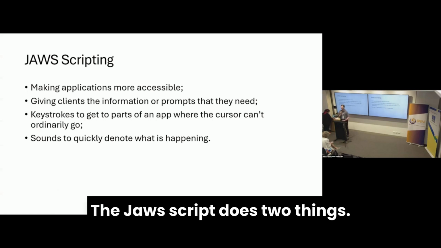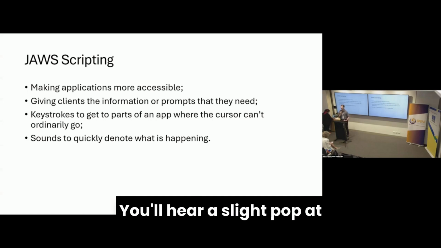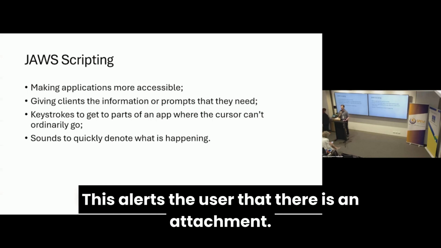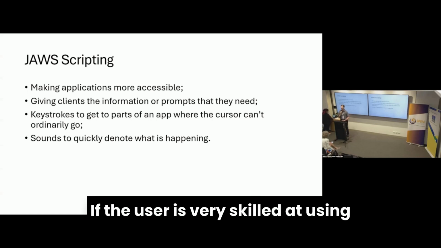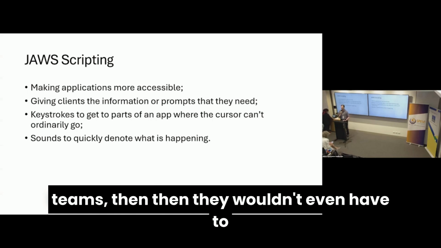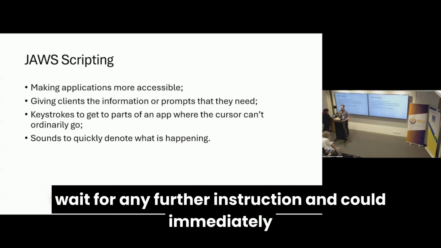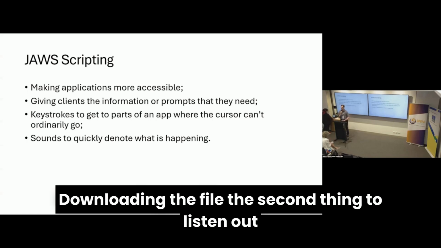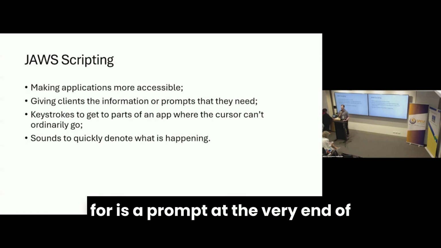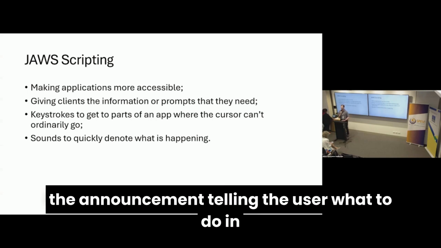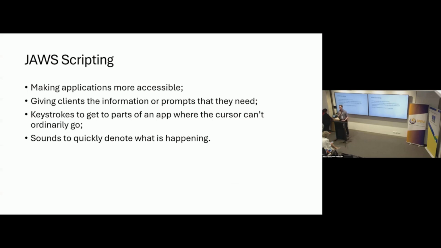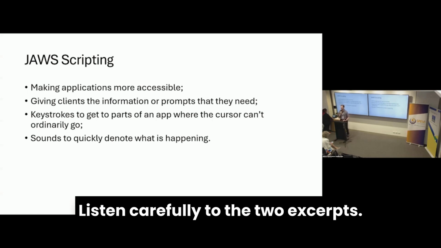The JAWS script does two things. You'll hear a slight pop at the beginning of the second announcement. This alerts the user that there is an attachment. If the user is very skilled at using Teams, then they wouldn't even have to wait for any further instruction and could immediately perform an action on the attachment, downloading the file. The second thing to listen out for is a prompt at the very end of the announcement telling the user what to do in case they haven't encountered attachments in Teams before. Listen carefully to the two excerpts.